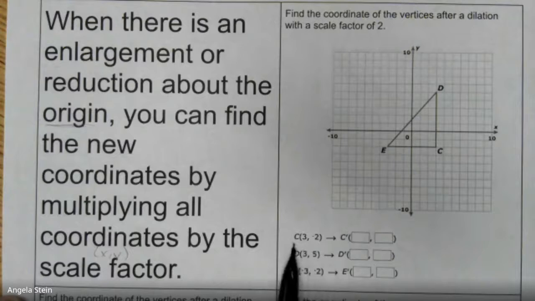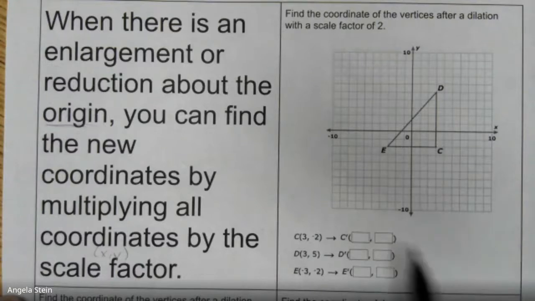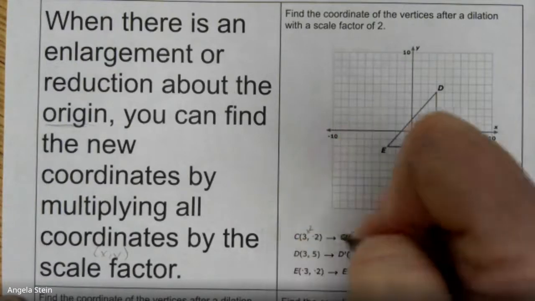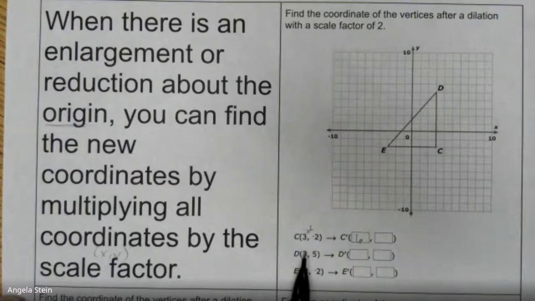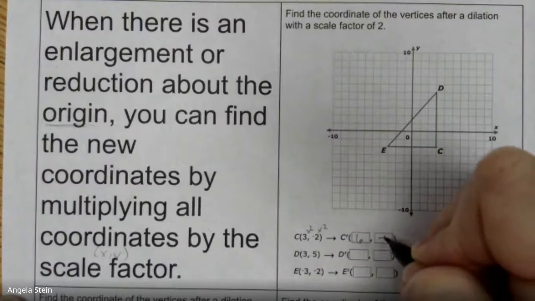So I'm going to look here. It says C, and then it tells me the coordinate is 3, -2. Now if I looked up here at C, I'd be like, yep, that's right. That's 3, -2. Well, my new coordinate is going to be whatever 3 times my scale factor of 2 is. So 3 times 2 is 6. And then the y coordinate is going to be -2 times 2, which is -4.